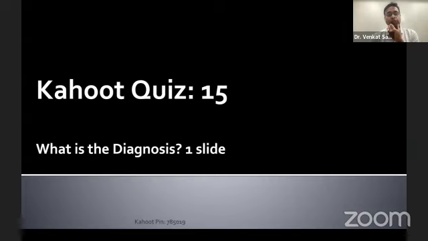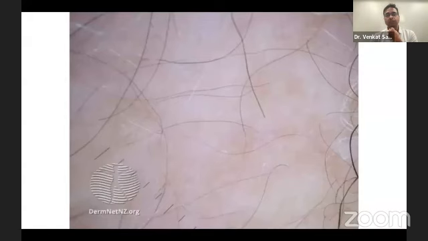Okay, this brings us on to quiz number 15. What is the diagnosis? You've got one slide. Let me put this up. Okay, so look at this slide closely. Quiz number 15, and this obviously is not my case because you see a DermNet symbol here. And I want you to make a specific diagnosis. Let's see if you can.